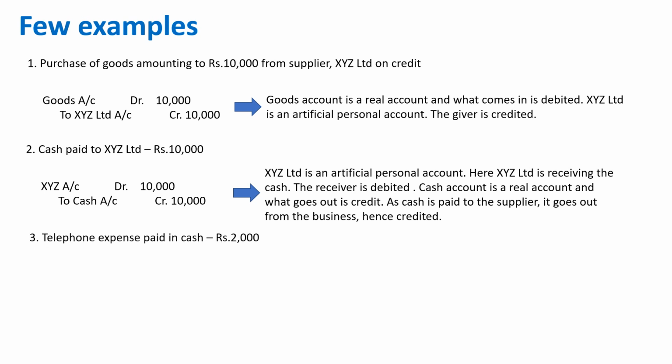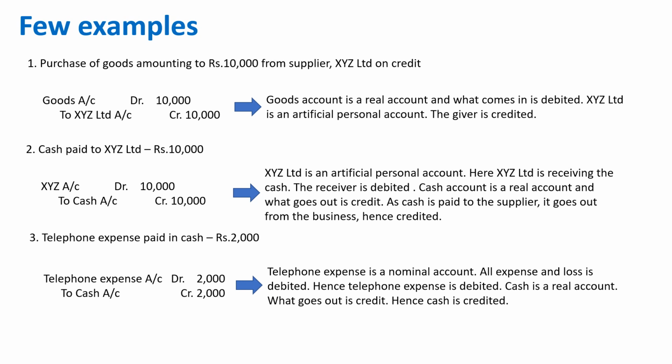Third example, telephone expense paid in cash. That means the company has paid telephone expense of rupees 2,000 in cash. What should be your entry here? Telephone expense is debited to cash. As we have seen before, any type of expense or loss has to be debited because it is a nominal account. And here cash is a real account. Similar to example number 2, as cash is going out, it has to be credited here, and telephone expense will be debited. Clear?